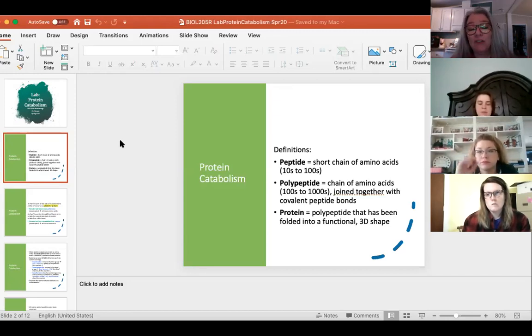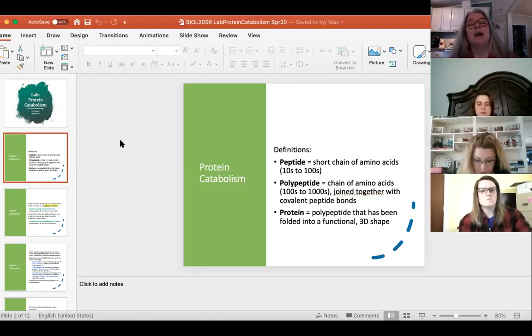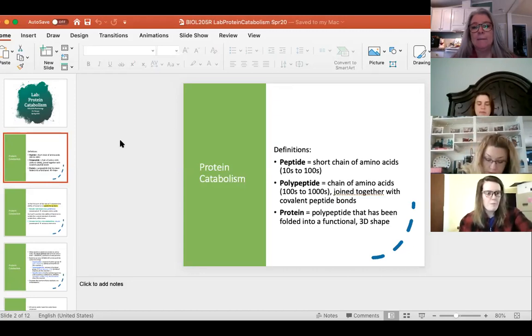Now, I am very guilty of using the word protein when I should be using the word polypeptide. You'll hear me use those two words interchangeably, and I really shouldn't, because a polypeptide is not yet functional. It has not yet been folded up and processed in a cell.